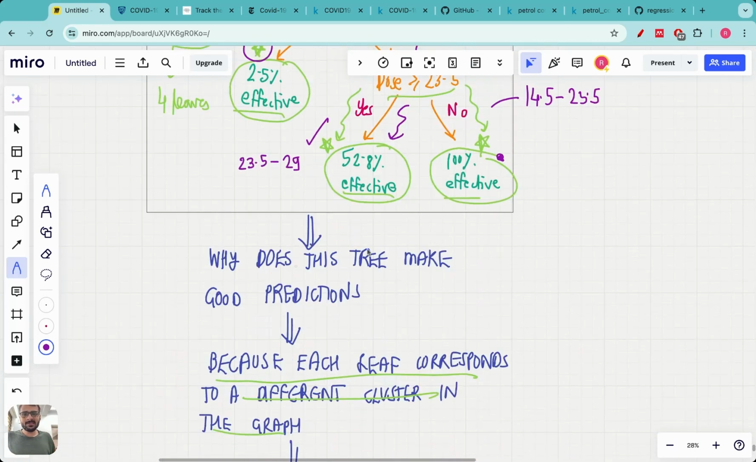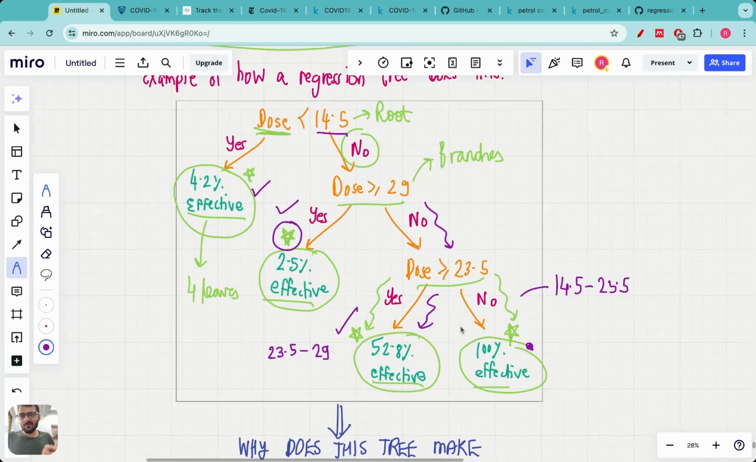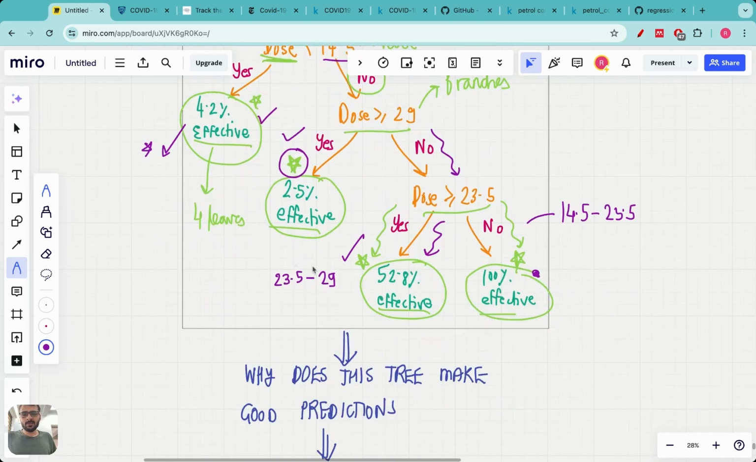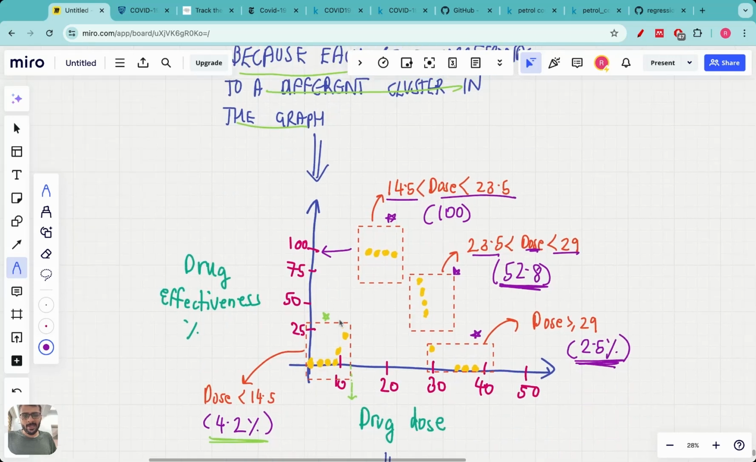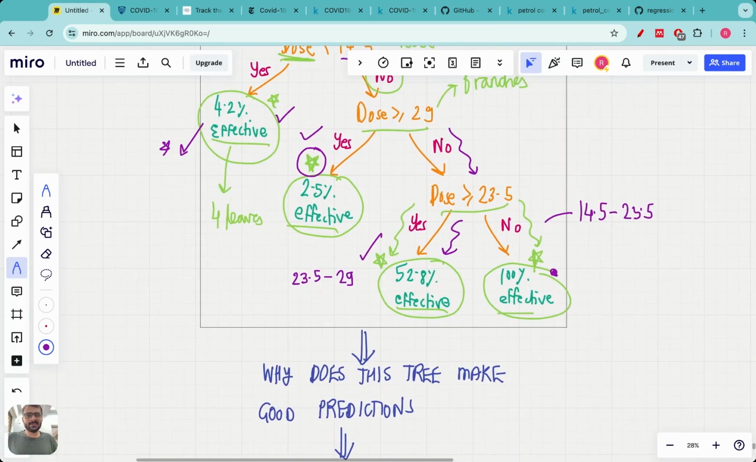So you can already start seeing the intuition which we are building here, right? Every leaf in the decision tree, or rather every leaf in a regression tree, actually corresponds to one cluster. So the data set itself can be broken down into four clusters. This is cluster number one, this is cluster number two, this is cluster number 3, and this is cluster number 4. The reason the final regression tree has 4 leaves is because there are 4 clusters in the dataset.